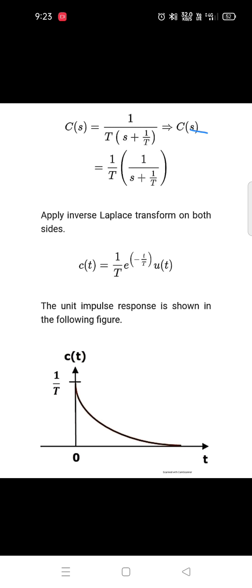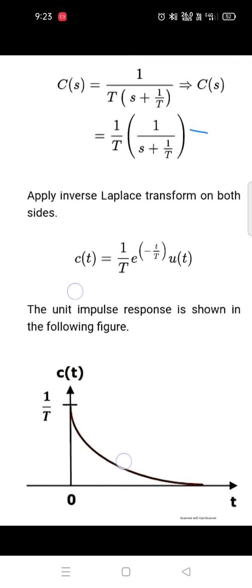Now by taking inverse Laplace transform on both sides, 1 upon s plus 1 upon T's inverse Laplace transform will become e to the power of minus t by capital T into u of t. So the unit impulse response for the first order system comes as here.